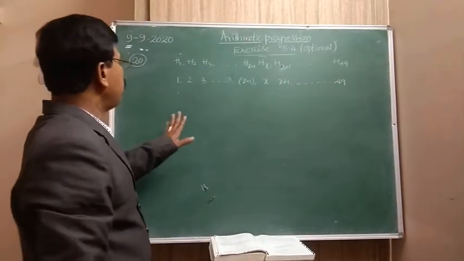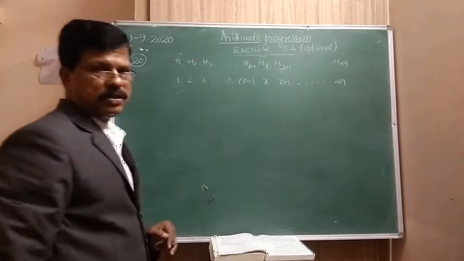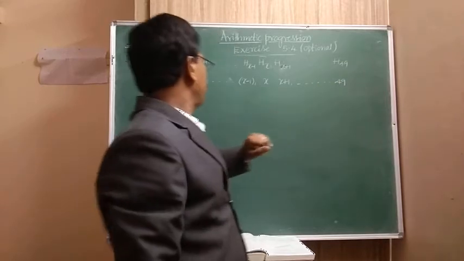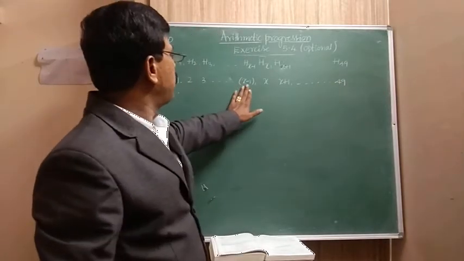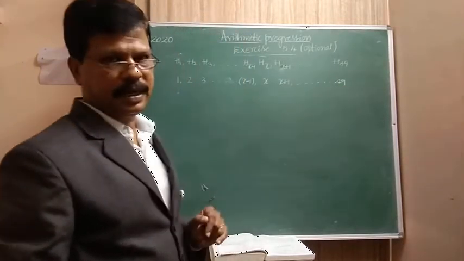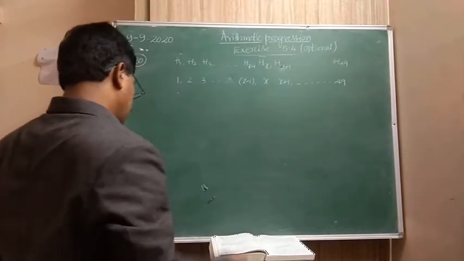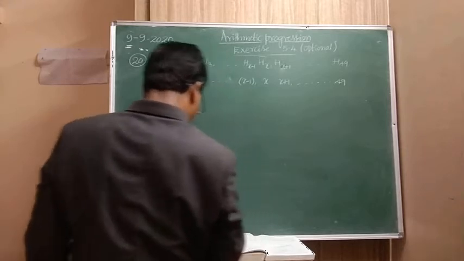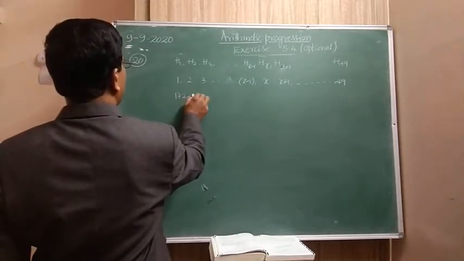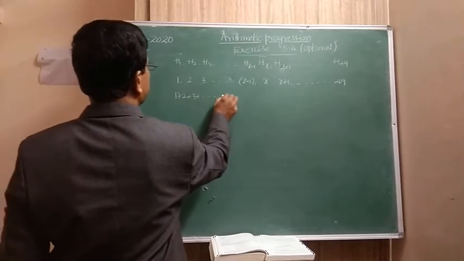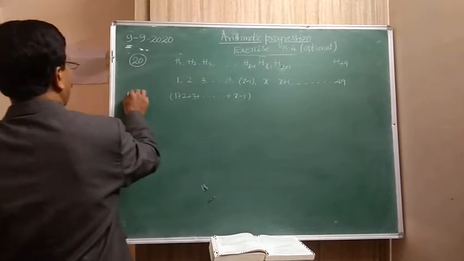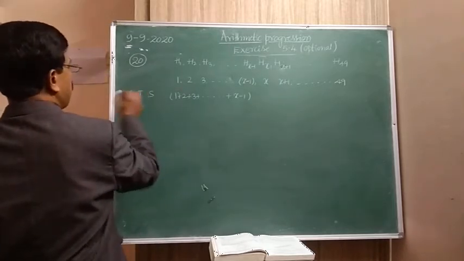Now here we have three series. From 1 to 49, then from 1 to x minus 1, then from x plus 1 to 49. Like this. Now the house numbers from here to here are 1 plus 2 plus 3 plus etc. plus x minus 1. This is according to the statement.